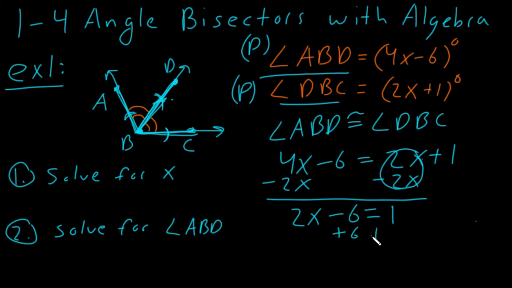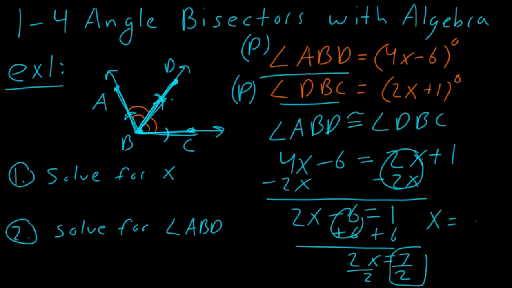So we add our 6 to get rid of our subtraction. Now I have 2x is equal to 7, and of course we finish this off by dividing both sides by 2, and this will give us x is equal to either 7 over 2, or if you want to use a decimal, which I would encourage, 3.5. So we have our answer, x is equal to 3.5.